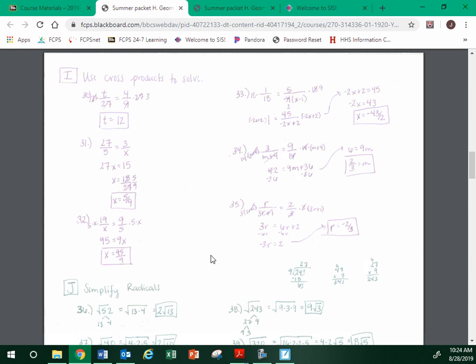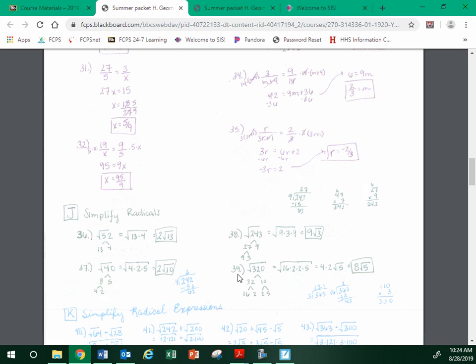Cross multiplying is something that we will be doing quite a bit this year, particularly when we get to similar triangles. We find that similar triangles are proportional, the sides are proportional, and so we use cross multiplying to solve these proportions. This is a proportion. So that is a tool we'll definitely be using come December time.